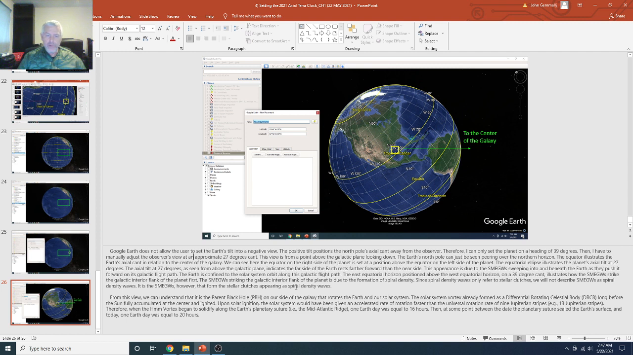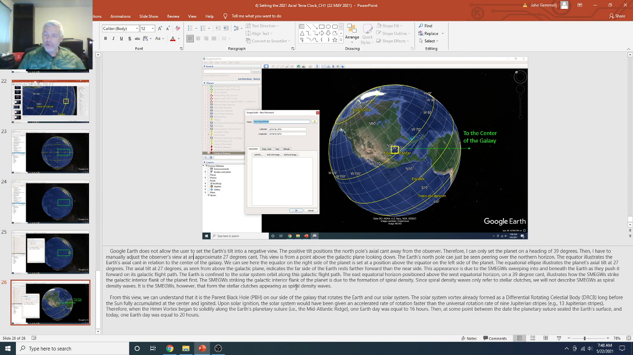We can see here the equator on the right side of the planet is set at a position above the equator on the left side of the planet. The equatorial ellipse illustrates the planet's axial tilt at 27 degrees. The axial tilt at 27 degrees, as seen from above the galactic plane, indicates the far side of the Earth rests farther forward than the near side.